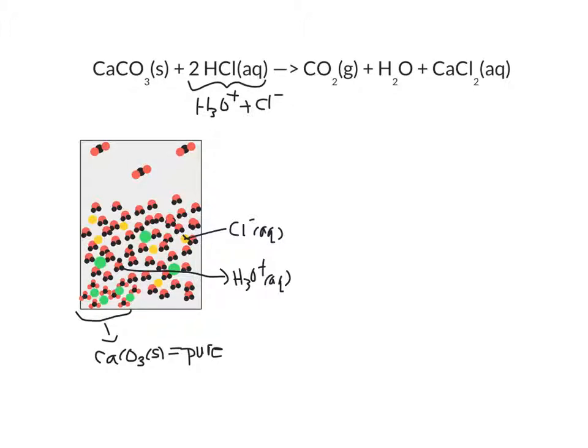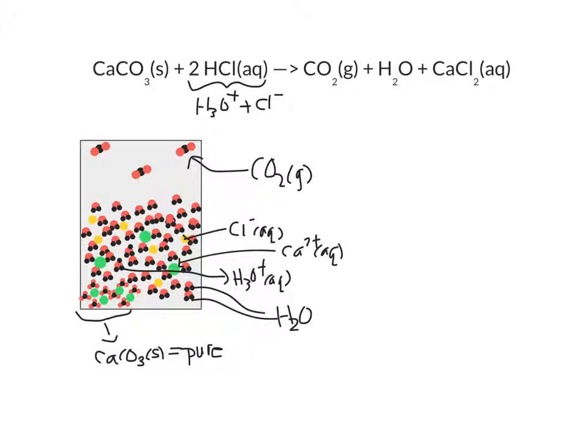Then I have, on the product side, some CO2 gas, and so I see in my system CO2 gas that is above the solution. It has escaped the solution. It's in the gas phase above the solution. And then I have a whole lot of water because my solution is aqueous. And I have calcium chloride aqueous, an ionic compound that dissolves in solution. So I have green Ca2+ ions and yellow Cl- ions that represent the calcium chloride aqueous in my solution. And so I have all the components of my reaction depicted in this picture.